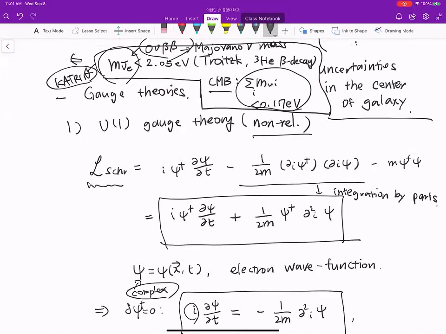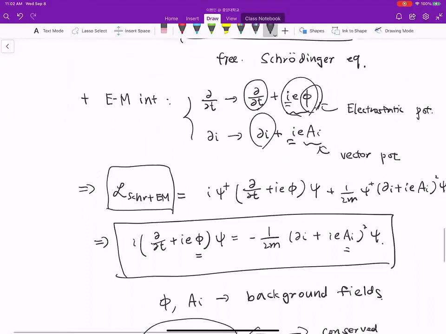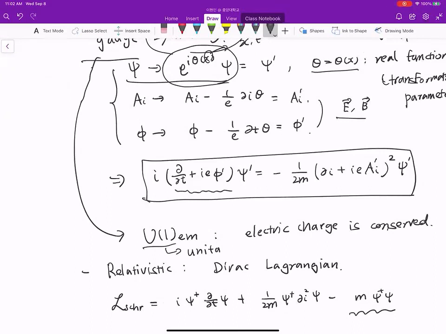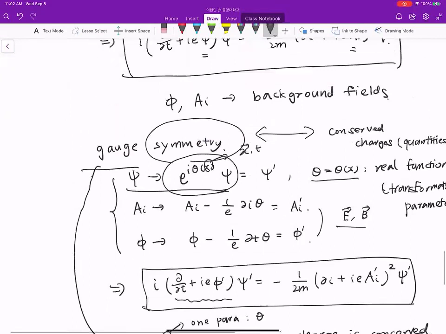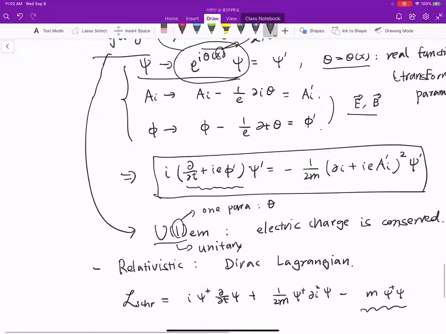From the point of view of the gauge symmetry, this term is also allowed, right? The gauge symmetry here is U1, e to the i zeta. I forgot to tell you, what is U1? U1 is the unitary transformation, where one is the one parameter, which is zeta. Because of that, you are allowed to add this mass term, and when you measure energy, you can subtract the rest mass from the total energy. It's a matter of convention.